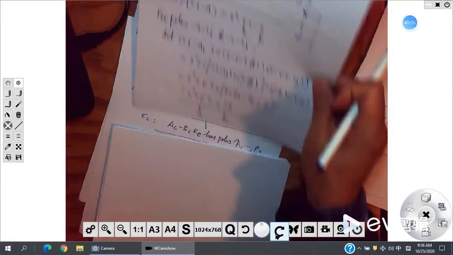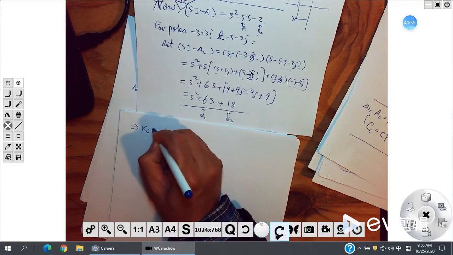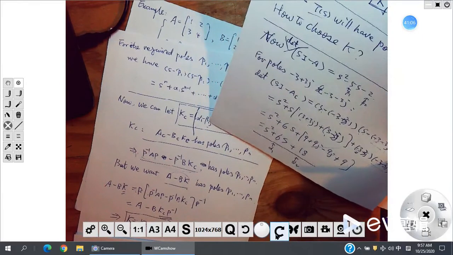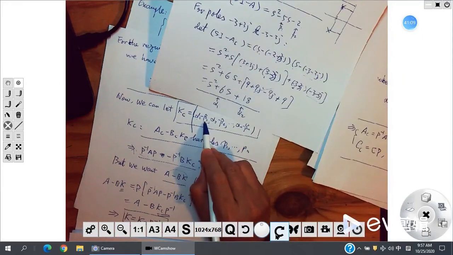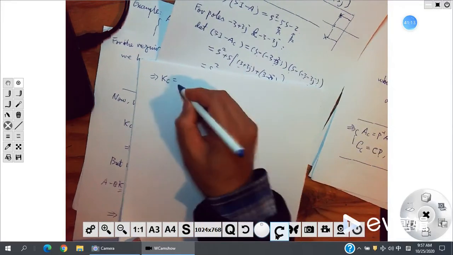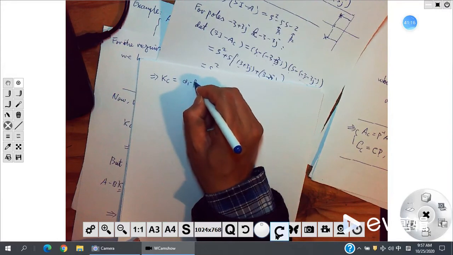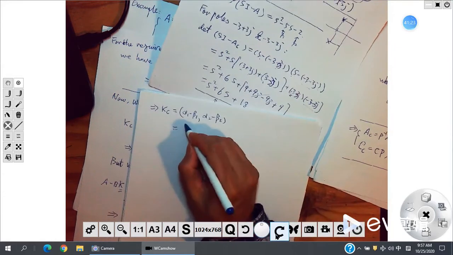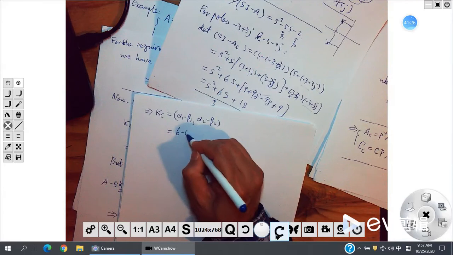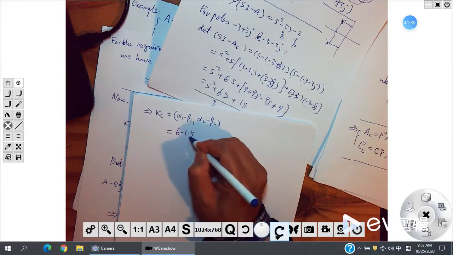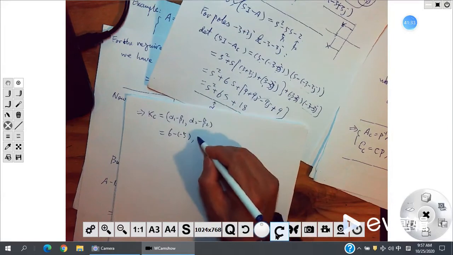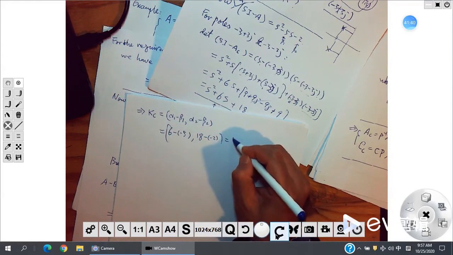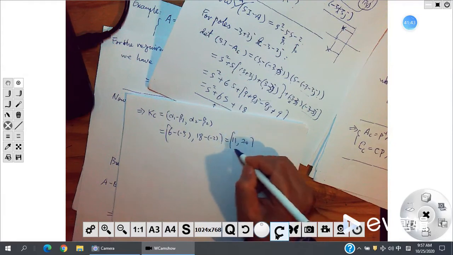Now we can have Kc. Kc is alpha minus beta, right? So Kc equals alpha 1 minus beta 1, alpha 2 minus beta 2. Alpha 1 is 6, minus beta 1, which is negative 5. And alpha 2 is 18, minus beta 2, which is negative 2. So this is 11 and 20. So we have Kc looking like this.